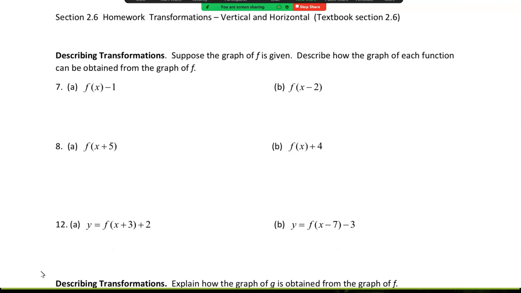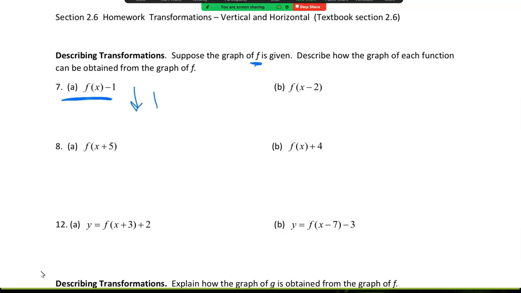So I say, suppose the graph of f is given. Okay, so that's just, let me just get my pen going. That is just f of x, okay? That's given. Describe how the graph of each function can be obtained from the graph of f. Okay, so this is the new graph. So what is that? So you're going to take your f of x function, and this is a vertical translation. You're going to go down 1.